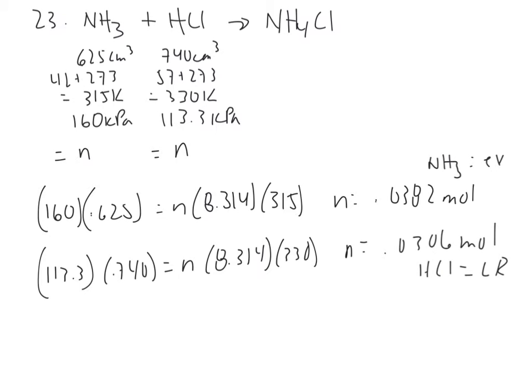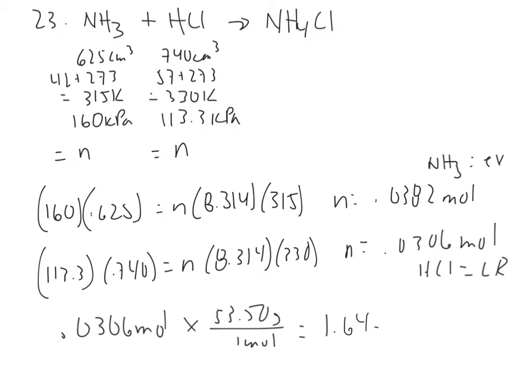And then for C, they want to know what mass of NH4Cl forms. Well, since it's all a 1-to-1 ratio, 0.0306 moles is going to form, and it has a molar mass of 53.50 grams per mole, which is going to give me 1.64 grams of ammonium chloride.